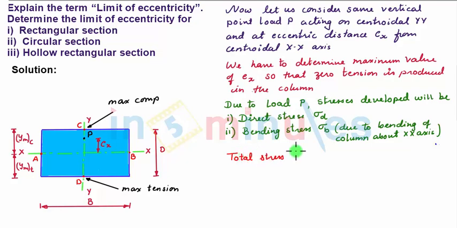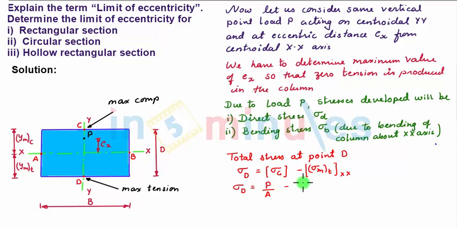Total stress or resultant stress at point D is given as sigma D is equal to the direct stress, which is nothing but the compressive stress, minus the maximum tensile stress due to bending about the XX axis. So we can write this sigma D as the direct compressive stress, which is P by A, where A is the area of the cross section, minus the maximum tensile stress, given as M by I, where M is the bending moment whose magnitude is P into EX, upon IXX into Y max of tension.